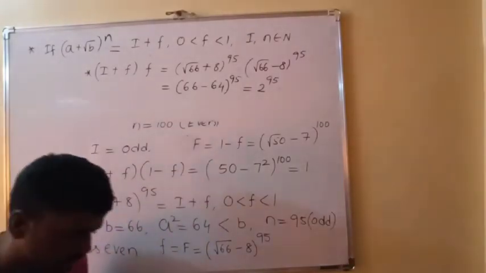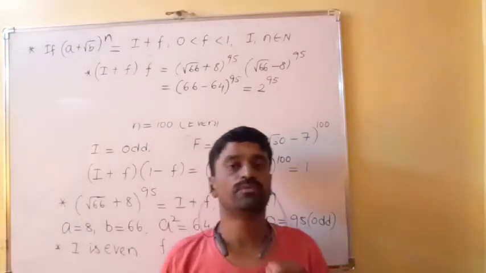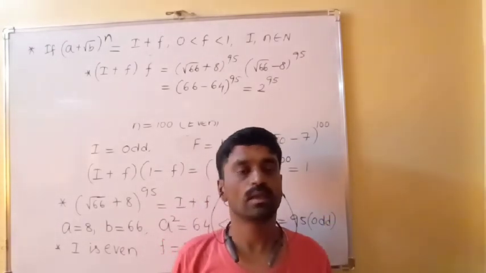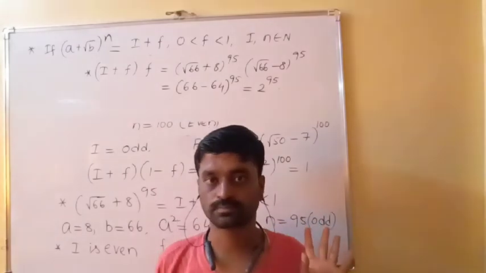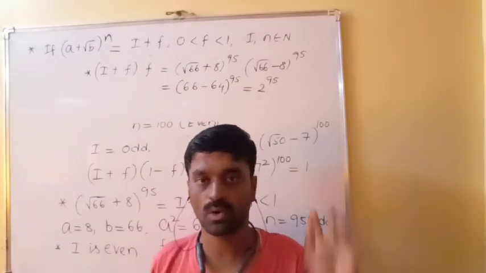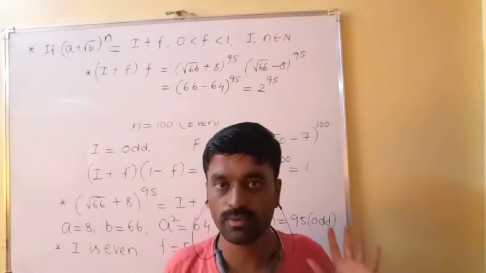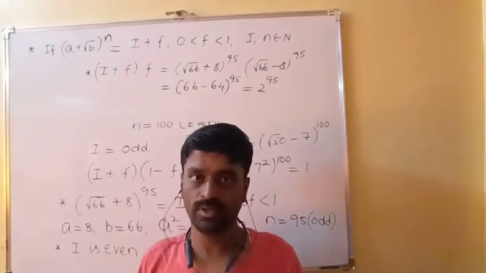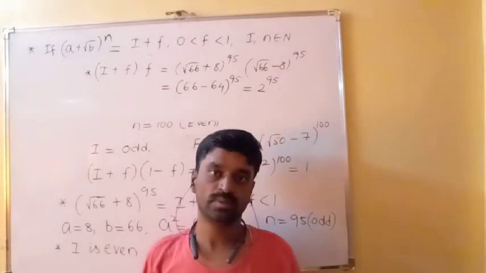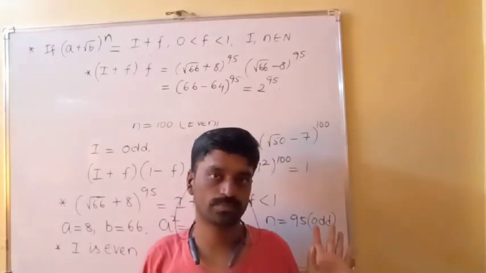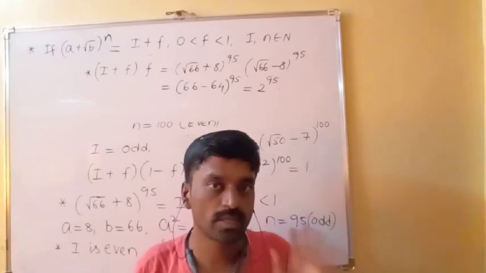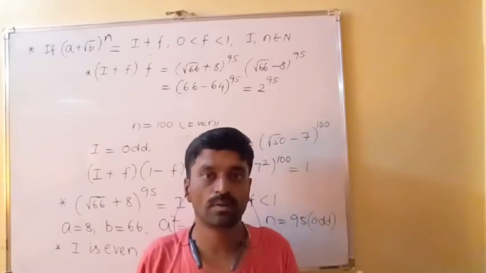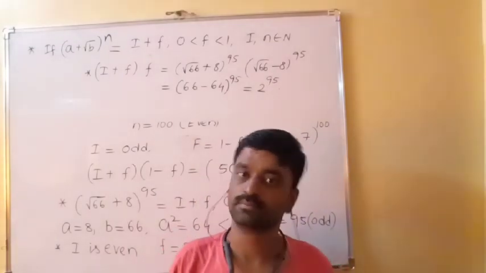Okay. So from case 1, when a greater than root b, I is an odd number, irrespective of n value. When a less than root b and n is even, then I is an odd number. This is the first part of the case 2. Next, what is the second part of the case 2? When a less than root b, n is odd, then I is even. Over.